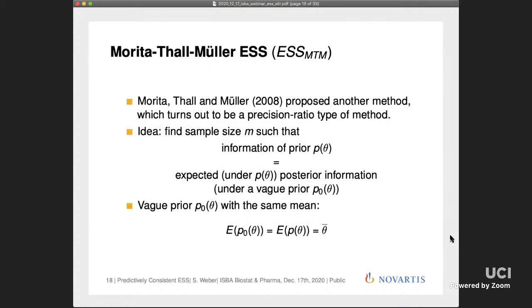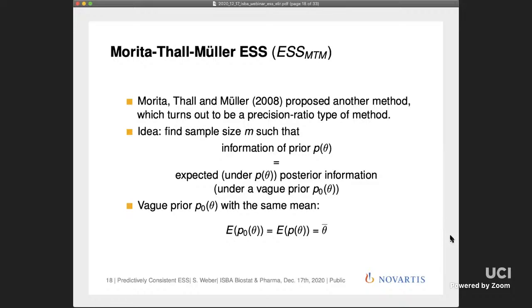Now, Morita, Tal, and Müller proposed in 2008 another method, which is a bit more complicated, but it was also at the time very ambitious in terms of defining an ESS in a multivariate case. It turns out that this is also a precision ratio type of method, and in one dimension it can be simplified quite a bit, which we'll get to in a moment.